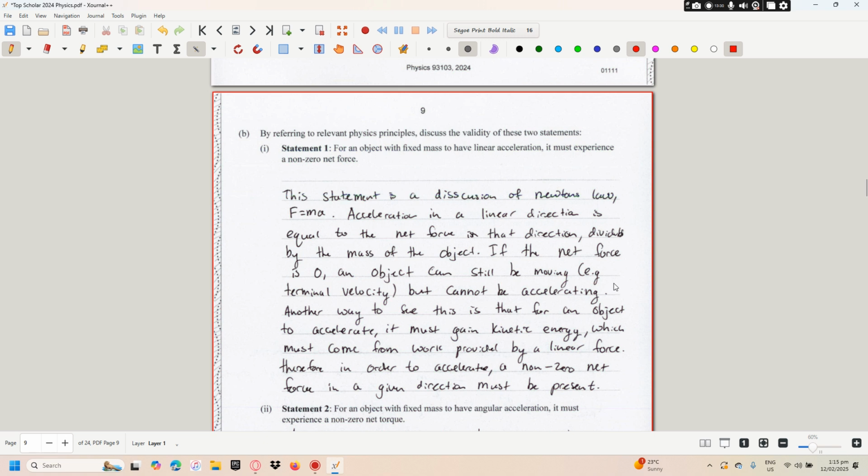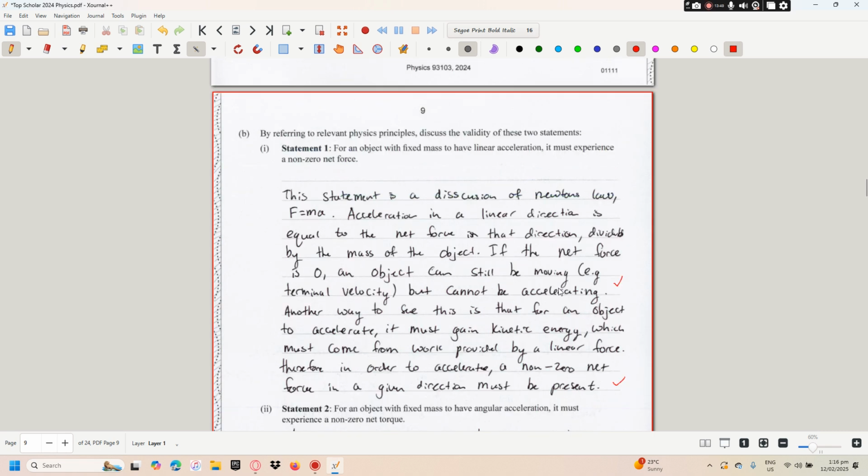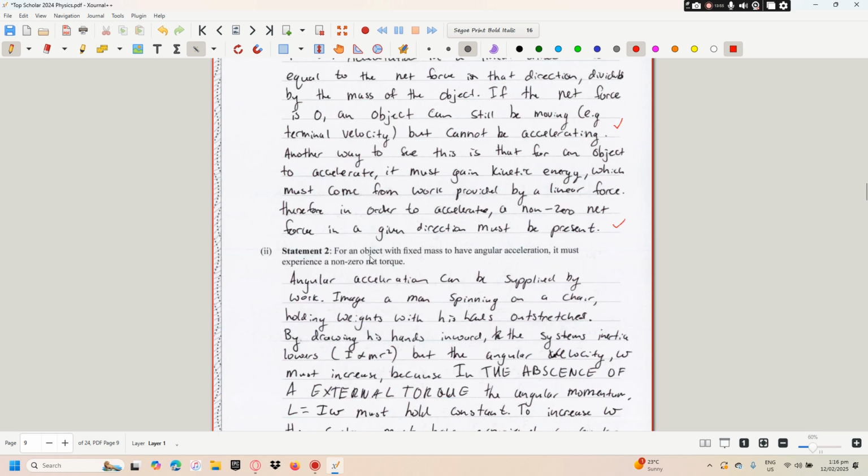Now, that's probably a good enough answer there, but we could go a little bit further and say, from an energy standpoint, for an object to accelerate, it must gain kinetic energy, which must have come from work provided by a linear force. Therefore, in order to accelerate, a non-zero net force in a given direction must be present. And so that's all very well and good. Statement 2 is tricky. It seems like a similar argument should come into play. Angular acceleration, it must experience a non-zero net torque. The key difference here is rotational inertia can be changed, mass inertia cannot.